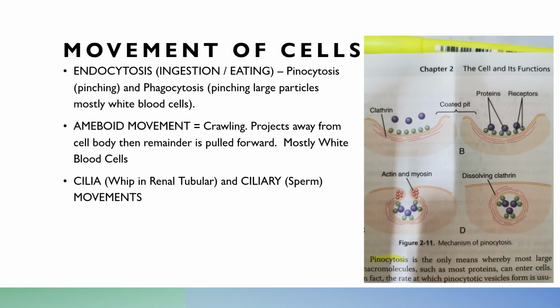And amoeboid movement is where some cells can crawl, especially the white blood cells. They will project, so the front end will move forward and stick there, and then it will pull the back forward. That's how the white blood cells can move. And then cilia is a whip kind of shape. It will whip, especially in the kidney tubular cells. And then there's the flagellum, like the sperm tail, which moves so that it can swim.